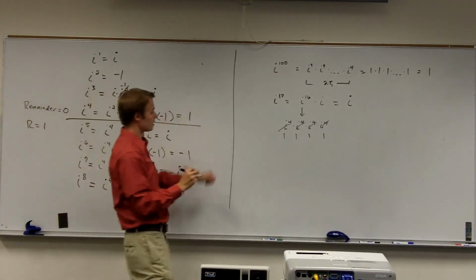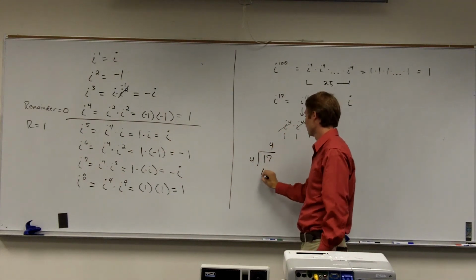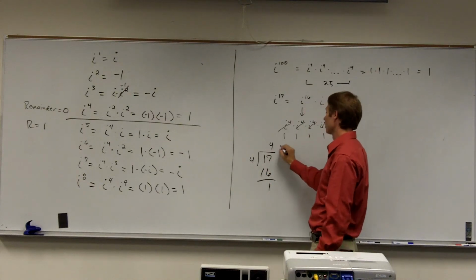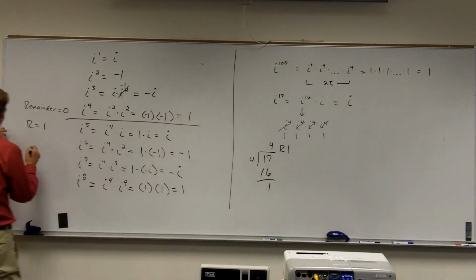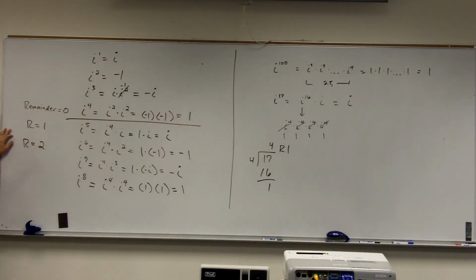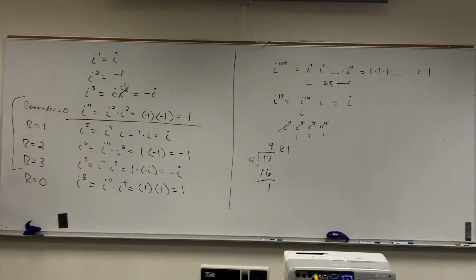So here, if you think about 17 divided by 4, it'll be 4 with a remainder of 1, so that tells us it's going to be I. 6 divided by 4 has a remainder of 2, and 7 divided by 4 has a remainder of 3, and then when we get to 8, it has a remainder of 0 again if you divide by 4. So these are really the only 4 things that can happen when you divide by 4. You'll either get a remainder of 0, 1, 2, or 3, and those correspond directly with what the value should be.